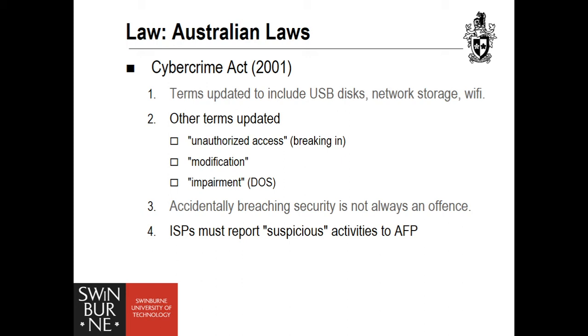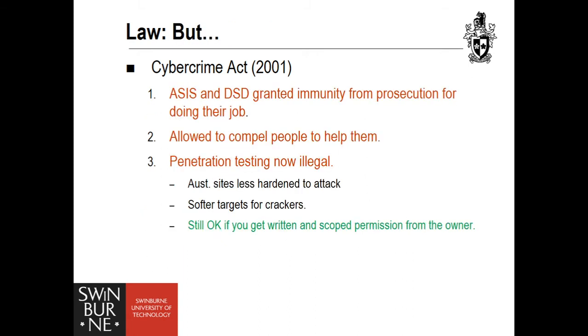For the Cybercrime Act 2001, it's all about the terms being updated to include USB disk, network storage, and Wi-Fi. Other terms updated such as unauthorized access, modification, and impairment. Accidentally breaching security is not always an offense. ISPs must report suspicious activity to the AFP.